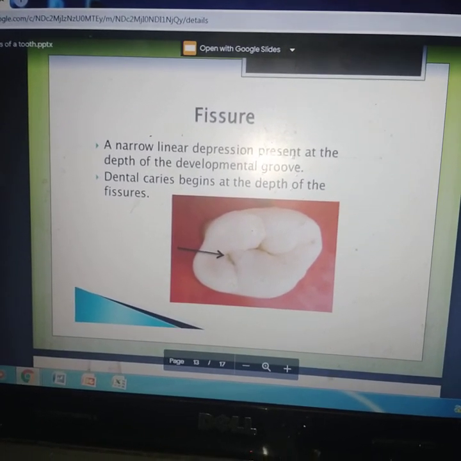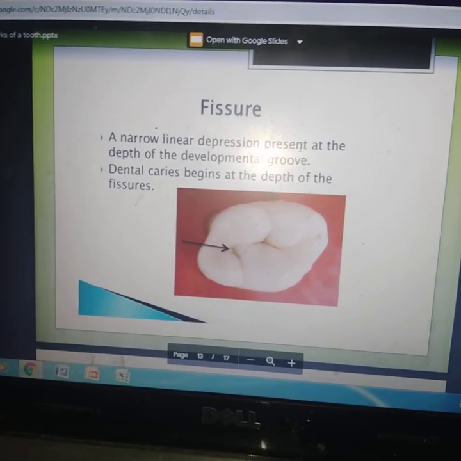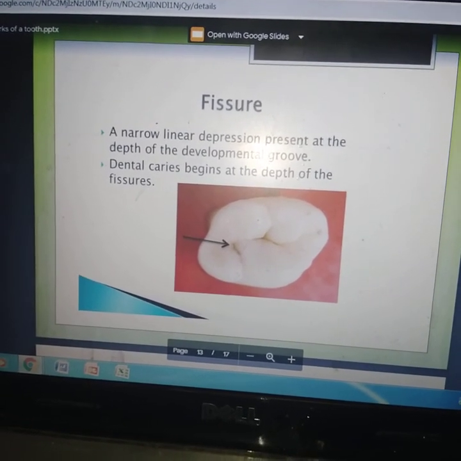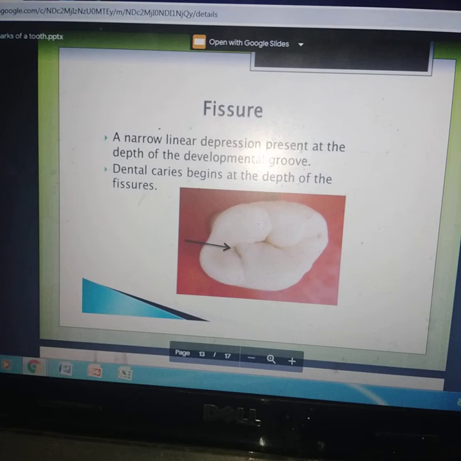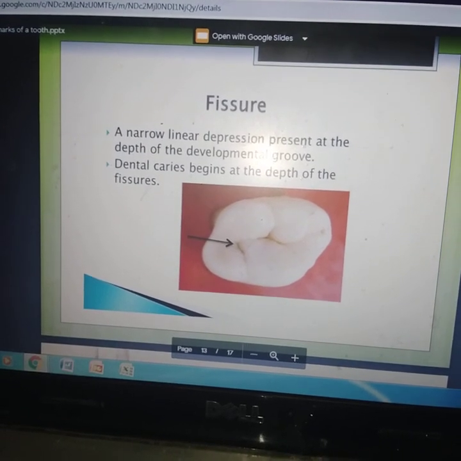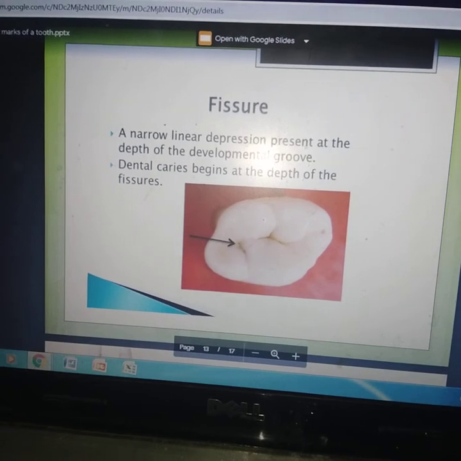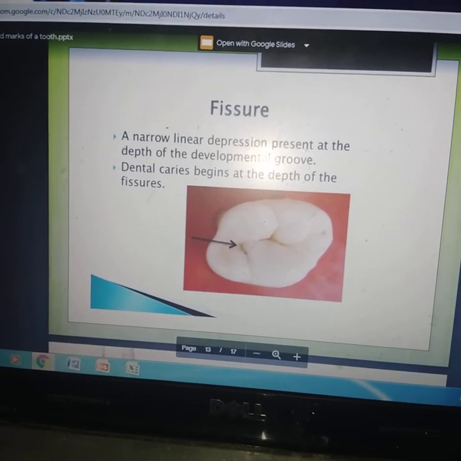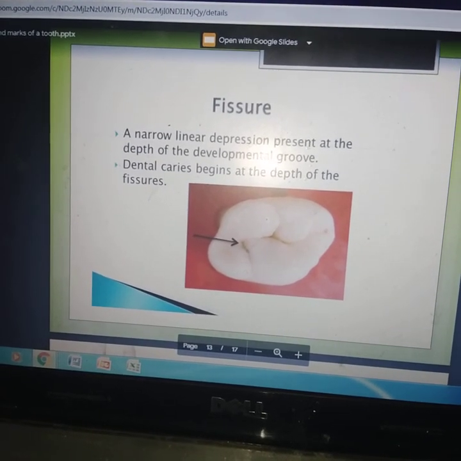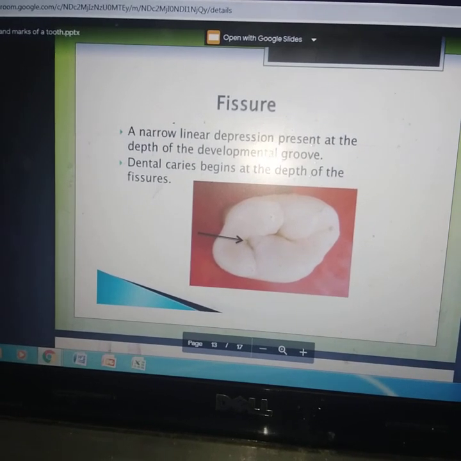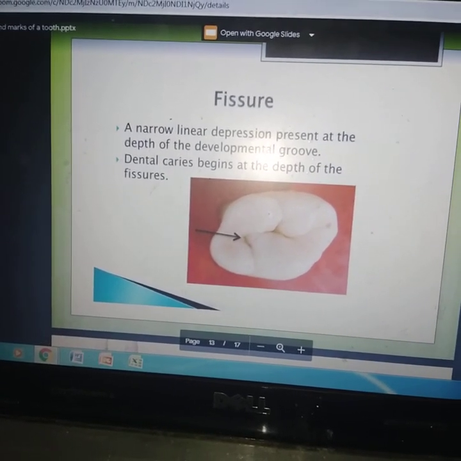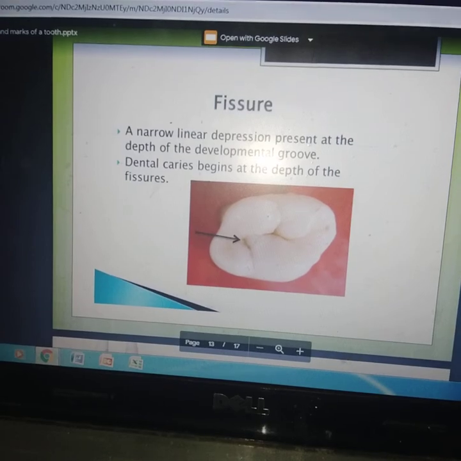A narrow linear depression present at the depth of a developmental groove. Dental caries begins at the depth of the fissure. So, if some pathology occurs at this groove, then it becomes a fissure. So, a narrow linear depression present at the depth of the developmental groove. Dental caries begins at the depth of the fissures.